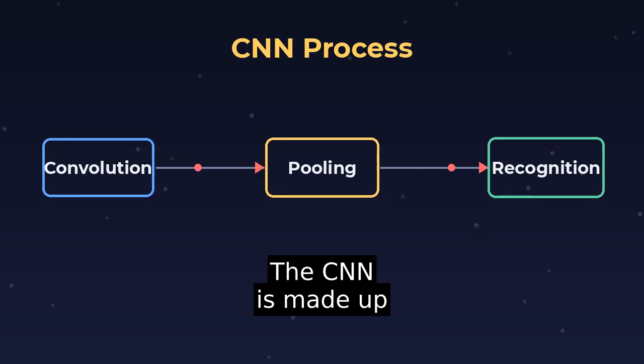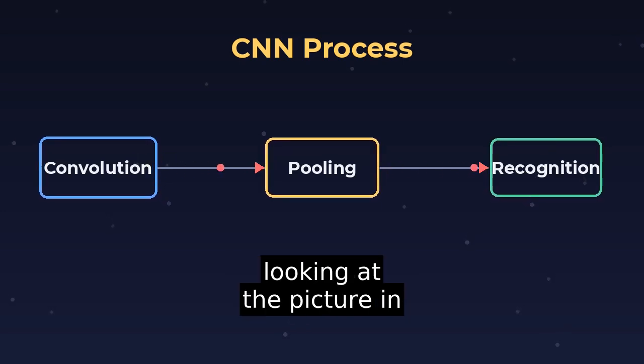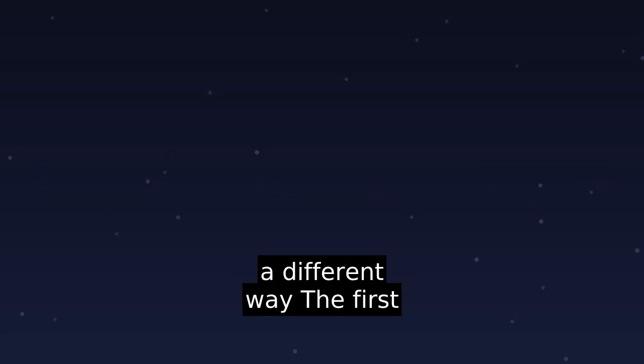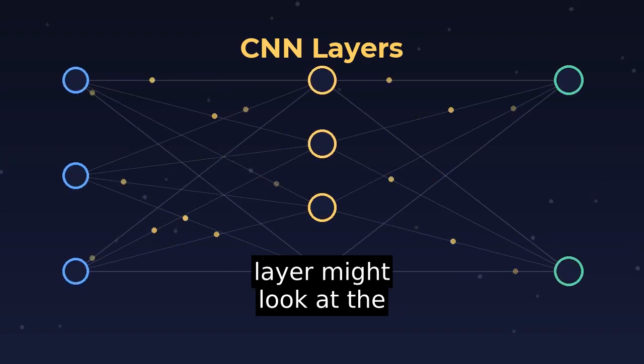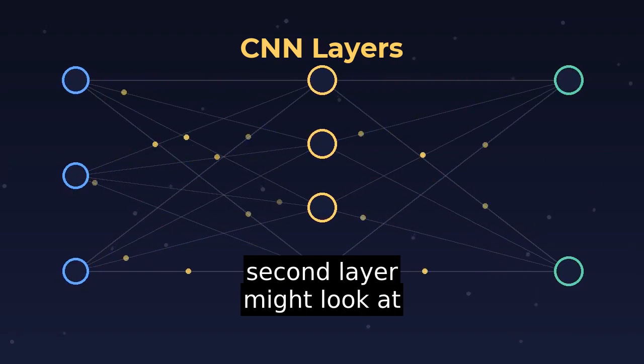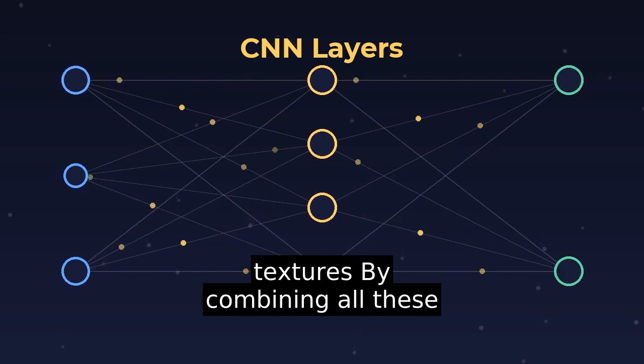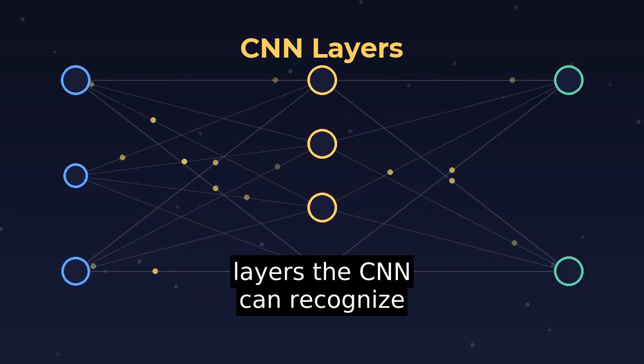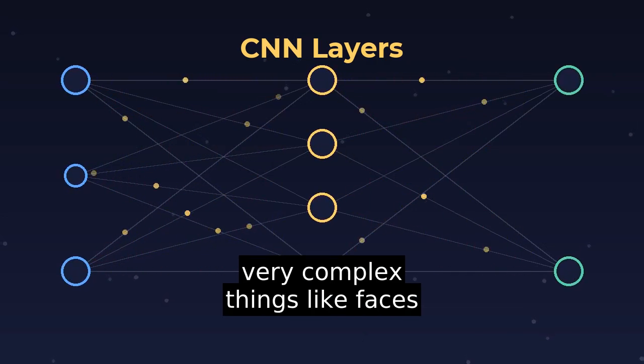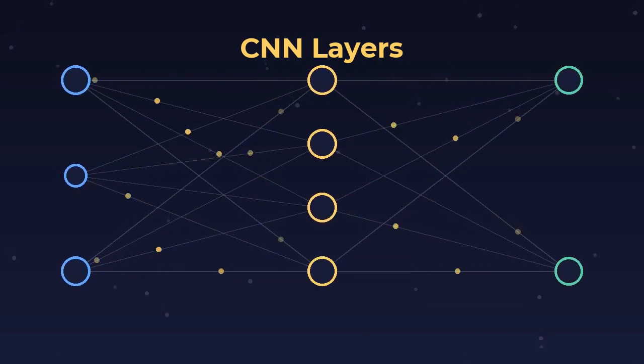The CNN is made up of many layers, each one looking at the picture in a different way. The first layer might look at the edges of the picture, the second layer might look at the shapes, and the third layer might look at the textures. By combining all these layers, the CNN can recognize very complex things, like faces.